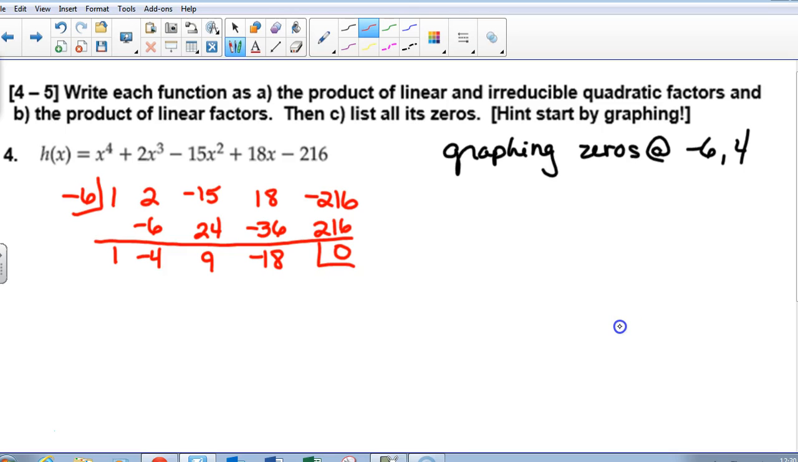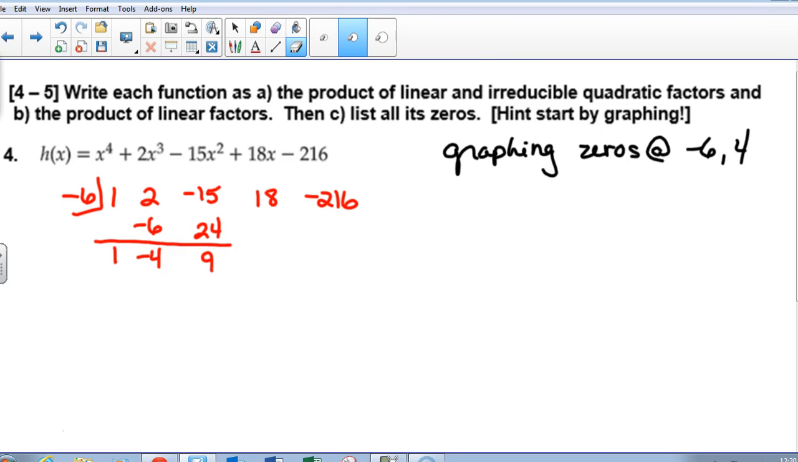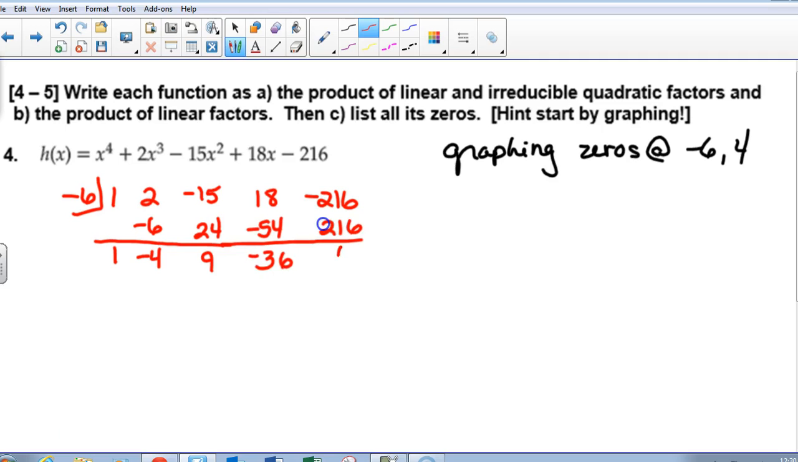Did I do something wrong? 9 plus 6, 54. Yep. It looks like... is it -36 then? And then it's 216?